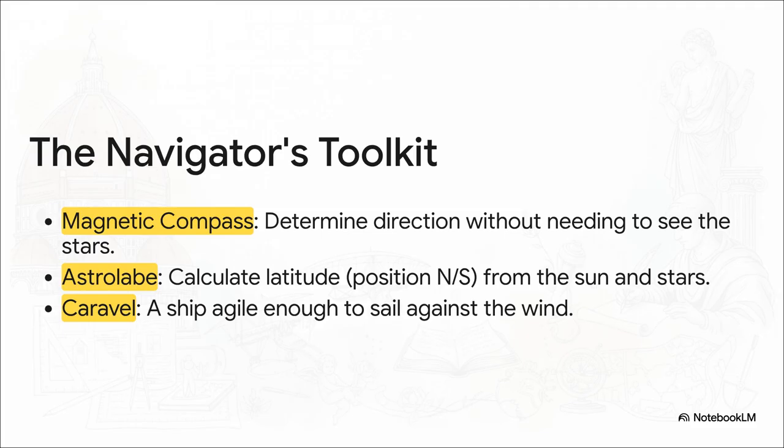The magnetic compass let you know your direction. The astrolabe helped you figure out your position. And a brand new kind of ship, the caravel, was agile enough to explore coastlines and, crucially, sail home against the wind. Together, these things gave sailors the confidence to finally leave the side of land.